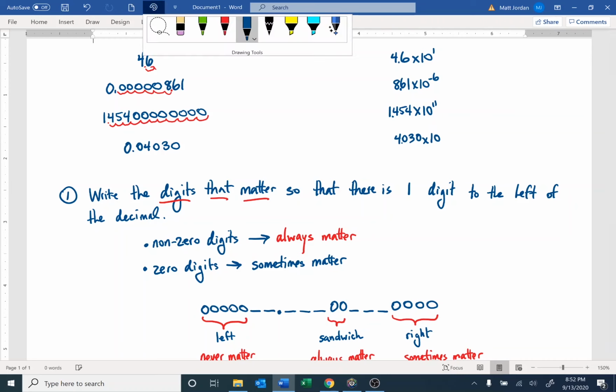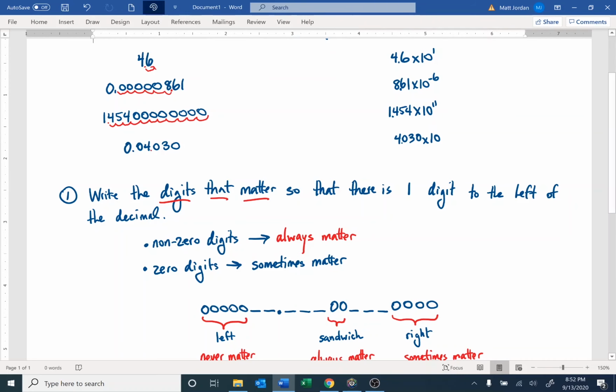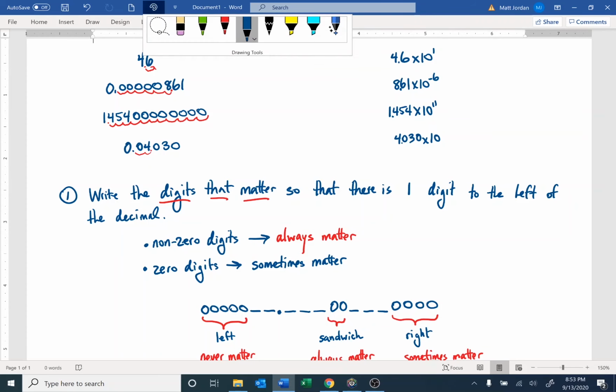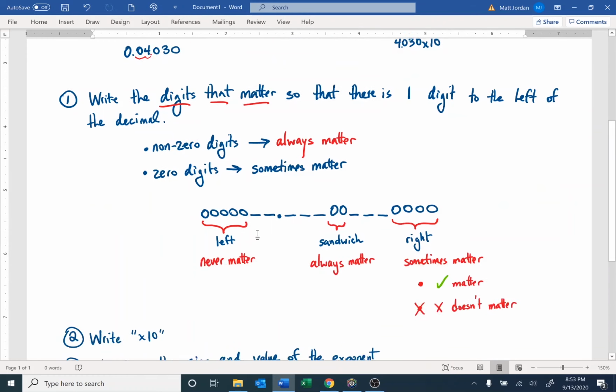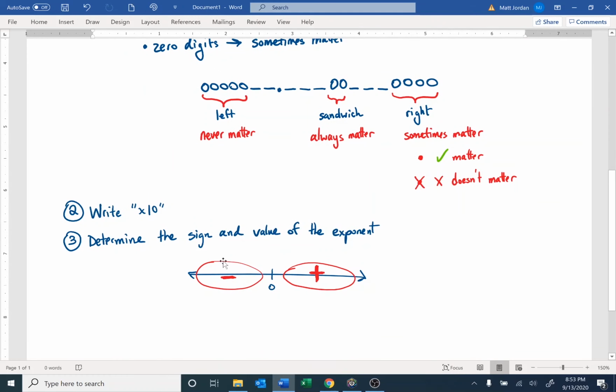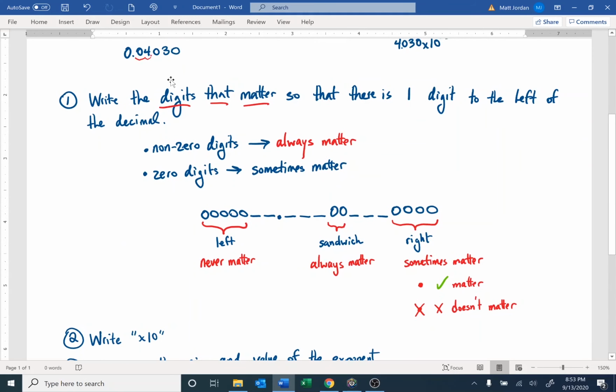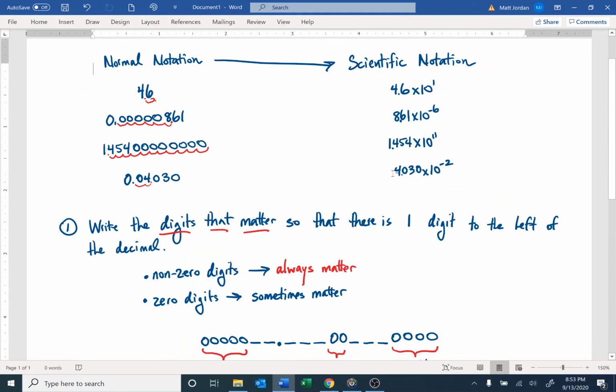Times 10, and my decimal went between the 4 and the 0, so I need to move my decimal 2 times to the left, so the exponent would be negative 2. Negative because I'm moving it in the left direction, and 2 because I moved it 2 times to match. So 4.030 times 10 to the minus 2 would be this value written in scientific notation form.